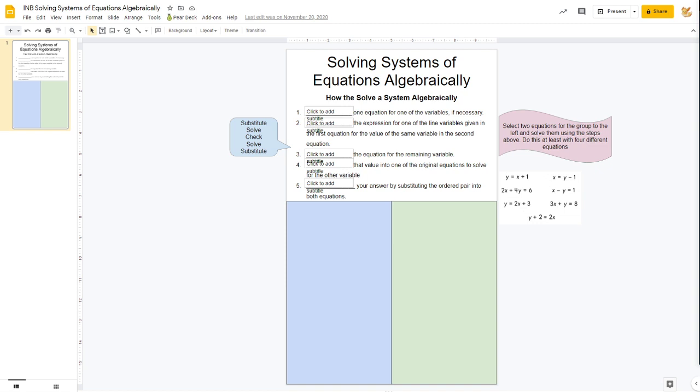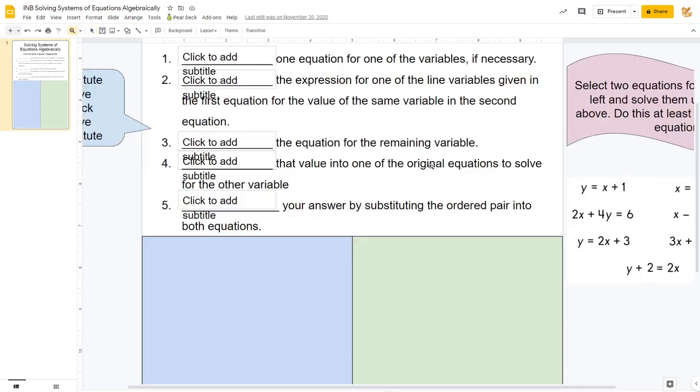This time we're going to be looking at solving systems of equations algebraically. For the past week we've been solving them graphically. Today we're going to be solving them algebraically. So first things first, we need to know the steps. So our steps right here.